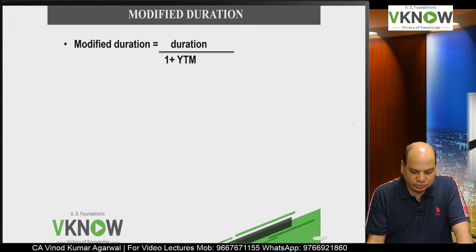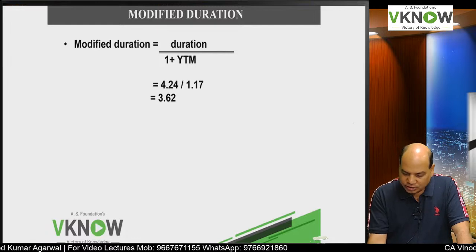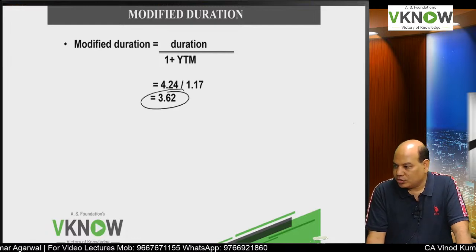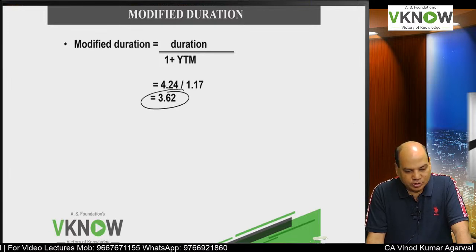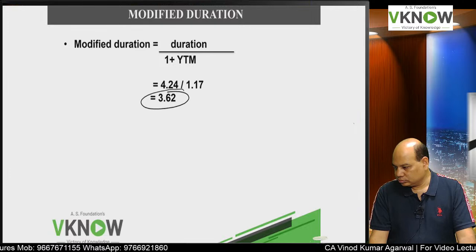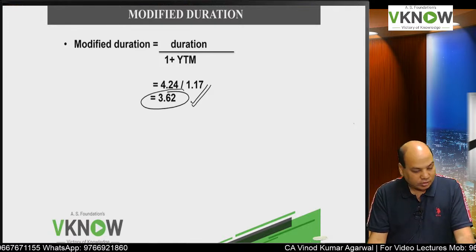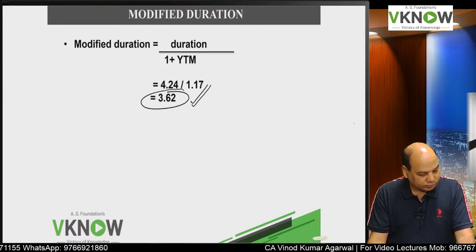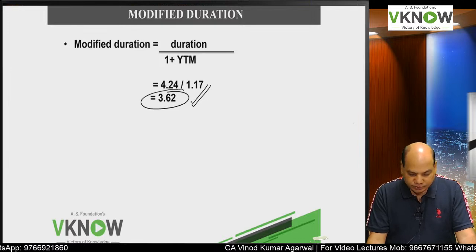So tell me the answer now. 4.24 divided by 1.17, that is equal to, check the answer, is it right? Is it 3.62? Yes. So the students have got the same answer. So my second question is, what is the volatility of the bond?